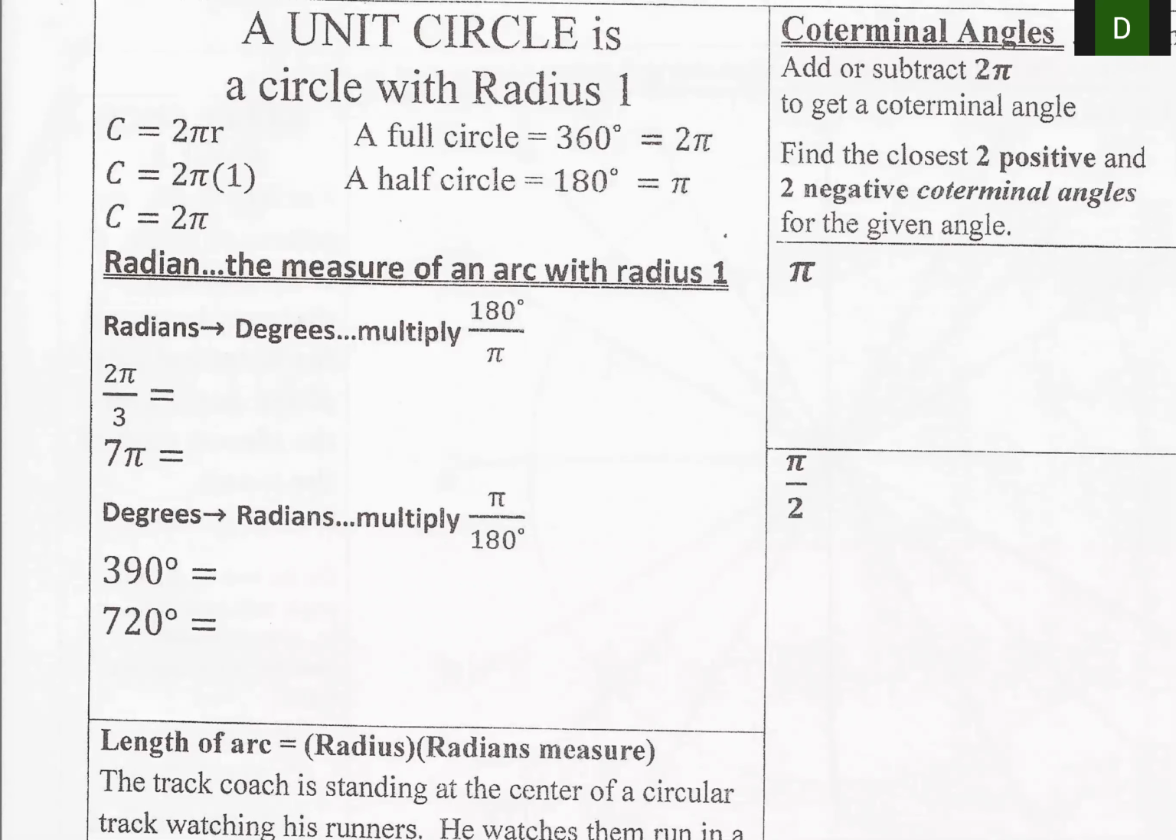So to convert from radians to degrees, you always multiply by 180 over pi, because 180 degrees is the same as pi radians. So 180 over pi, you're just doing something divided by itself, which is just 1. So when you multiply by 1, that doesn't change the value.